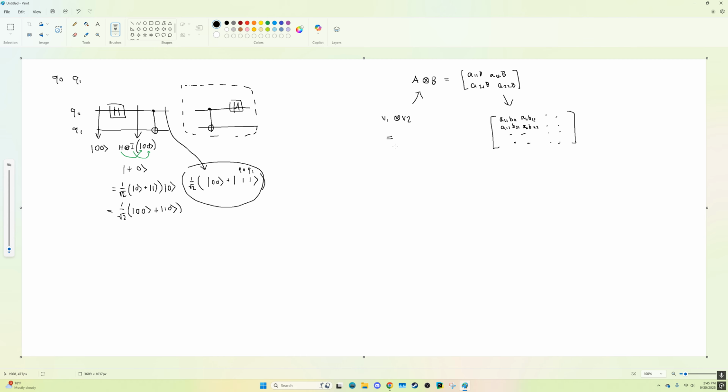The way to compute it is if V1 is composed of A, B, and V2 is composed of C, D, you do A times C, and you put that result in this top entry. You do A times D, you put this result in this entry, you put B times C, entries right here, and then B times D is down here. So what does this kind of show you?